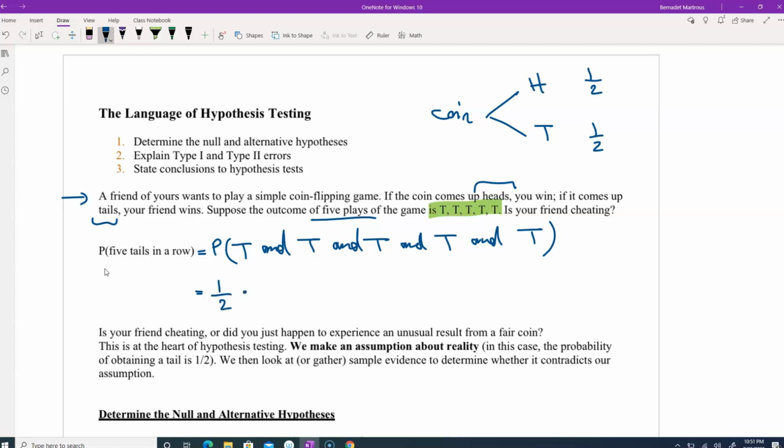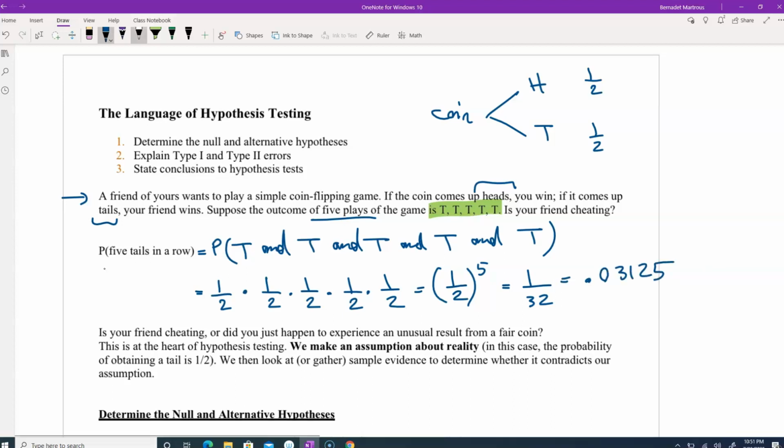In between we have "and," so multiply. Multiply this by itself 5 times. You can write it this way or use a power. The power is 5. So 2 to the 5th power is 32. And this is equal to 0.03125.